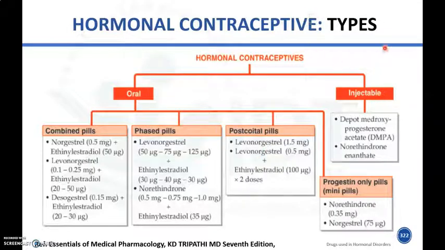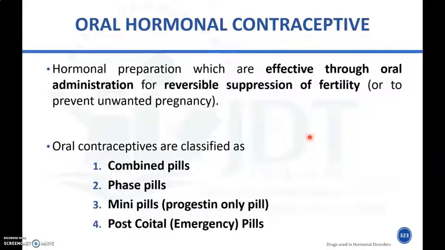Now coming to the types of hormonal contraceptives, hormonal contraceptives may be classified into two: oral and injectable contraceptives. And oral include combined, phased pill, postcoital, and progestin or mini pills. So what is meant by oral hormonal contraceptives? As the name indicates, these are the hormonal preparations which are effective through oral administration for the reversible suppression of fertility or to prevent unwanted pregnancy.